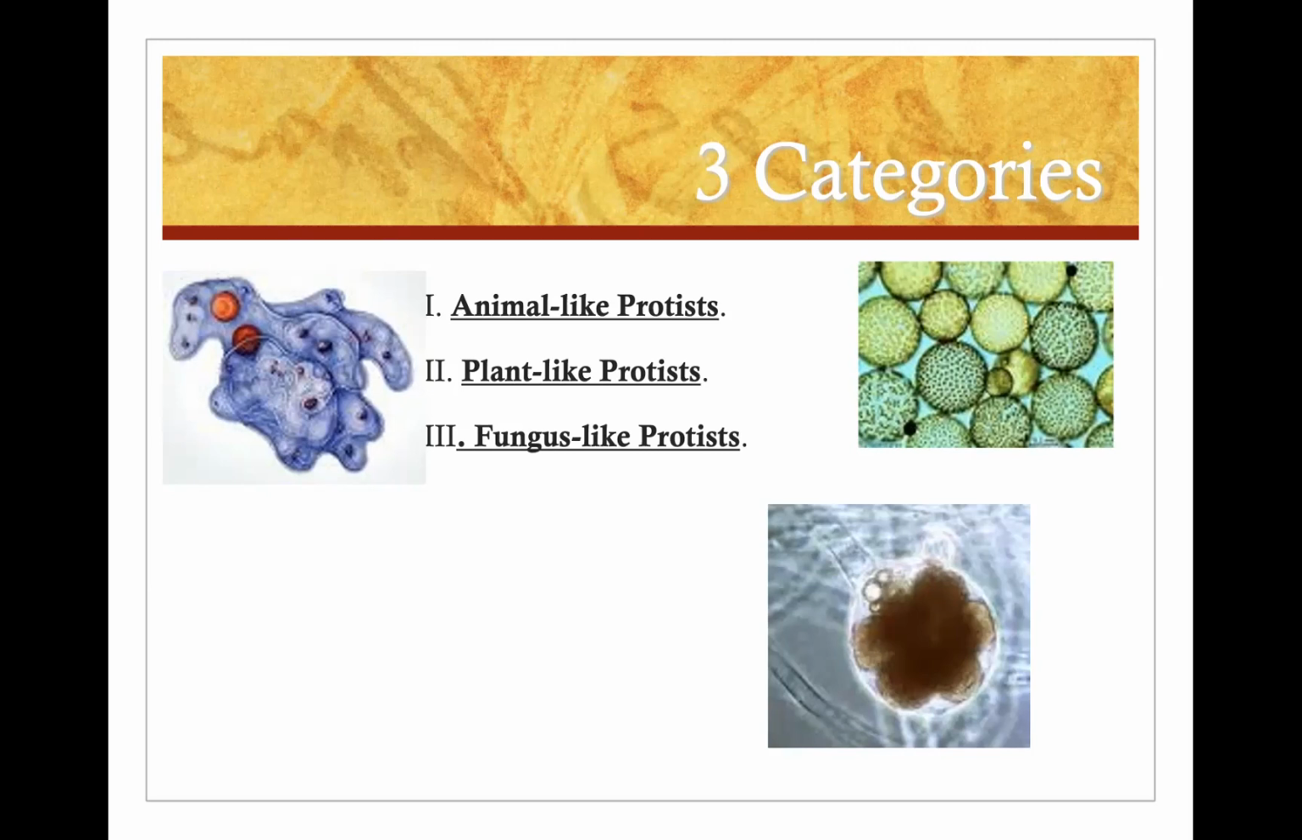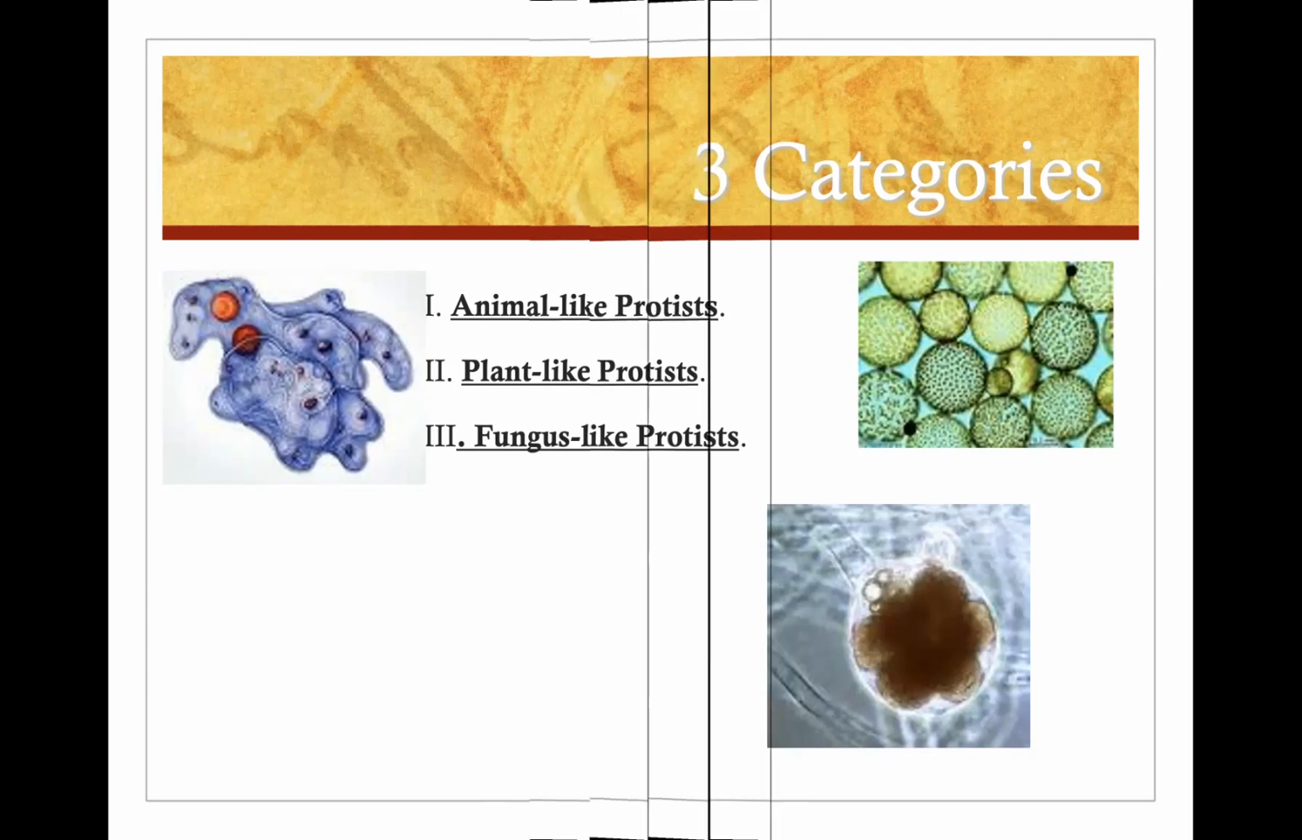and fungus-like protists. All right, so let us take a moment to walk through these classifications and some unique characteristics of these varying types of protists. Again, we're talking about organisms that cannot be considered to be an actual plant, animal, or fungus. So we use the term animal-like, plant-like, and fungus-like.